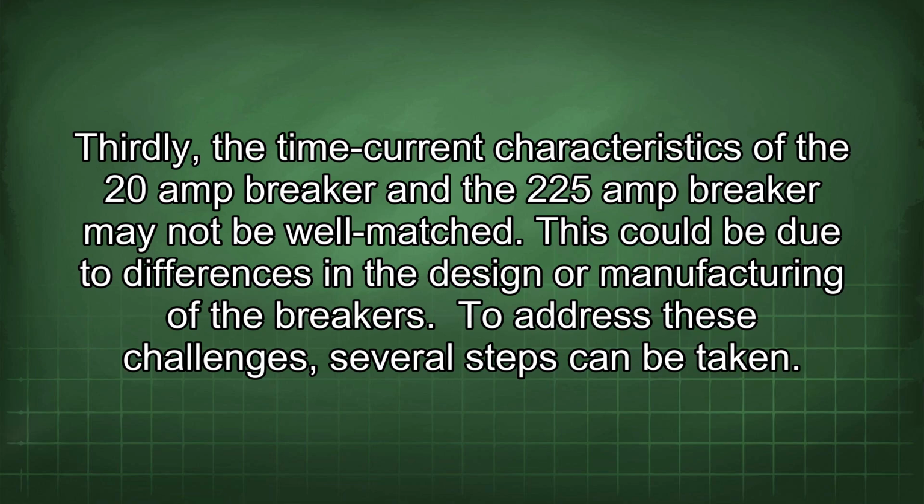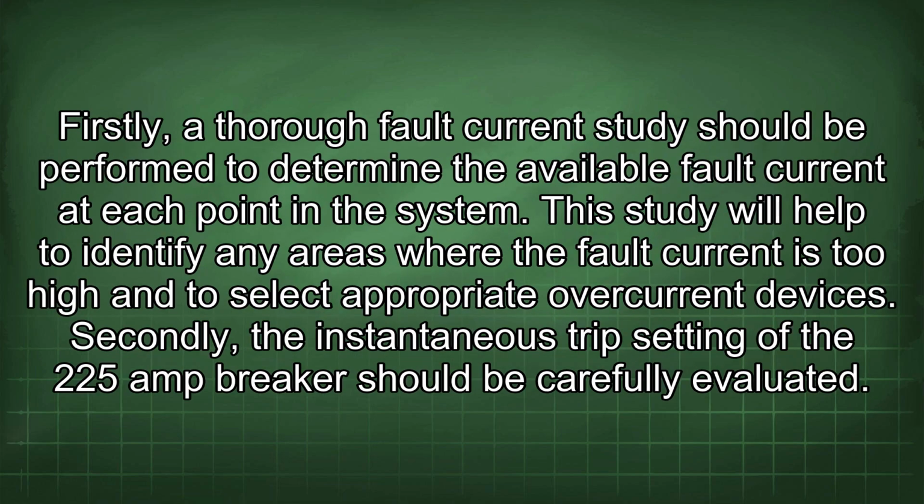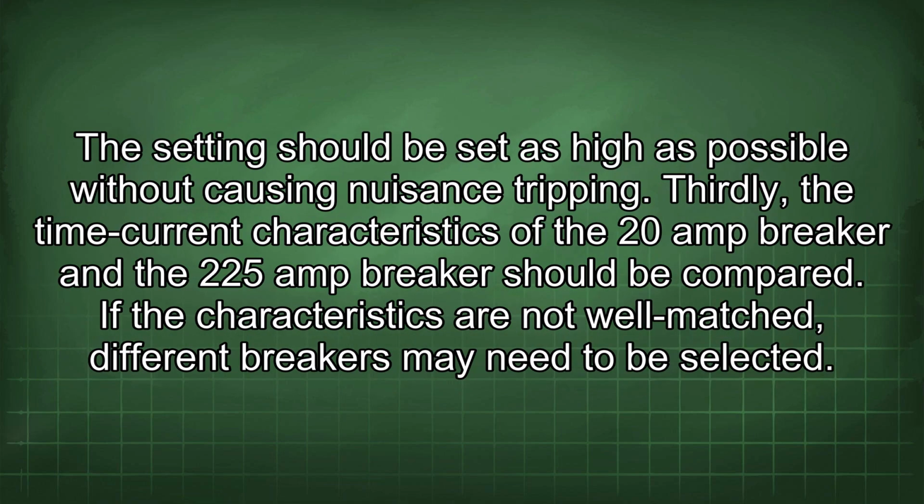To address these challenges, several steps can be taken. Firstly, a thorough fault current study should be performed to determine the available fault current at each point in the system. This study will help to identify any areas where the fault current is too high and to select appropriate overcurrent devices. Secondly, the instantaneous trip setting of the 225 amp breaker should be carefully evaluated. The setting should be set as high as possible without causing nuisance tripping. Thirdly, the time current characteristics of the 20 amp breaker and the 225 amp breaker should be compared. If the characteristics are not well matched, different breakers may need to be selected.